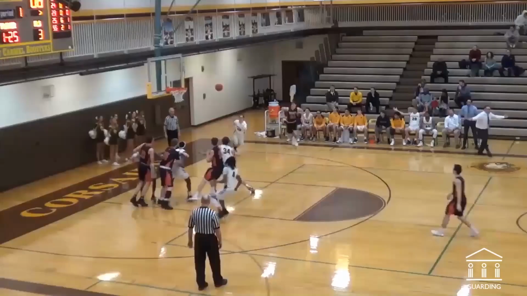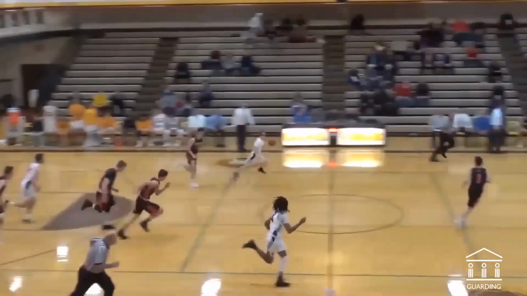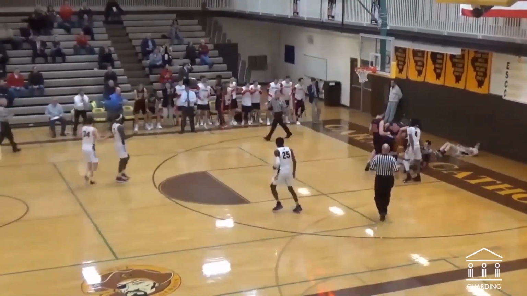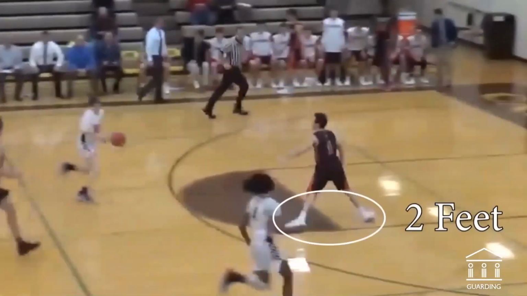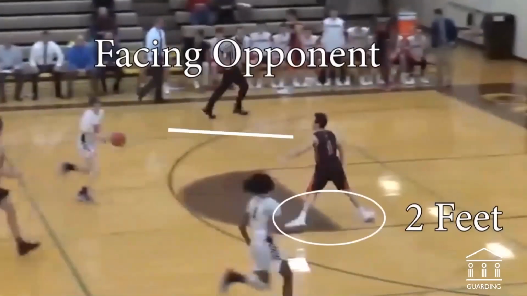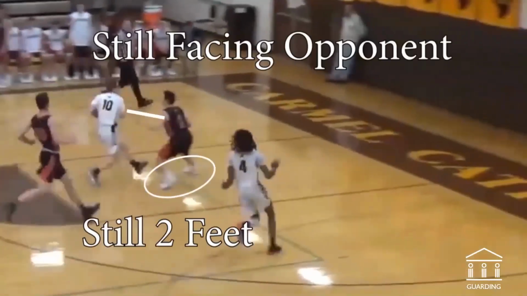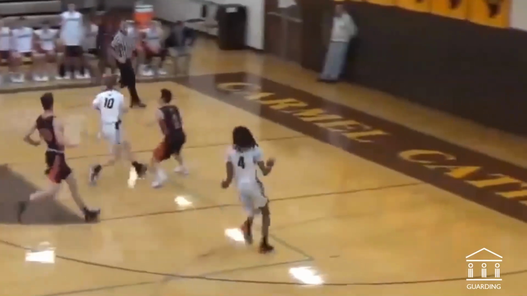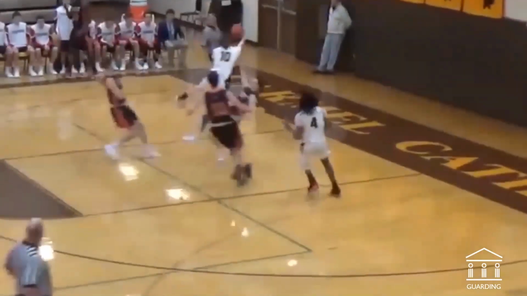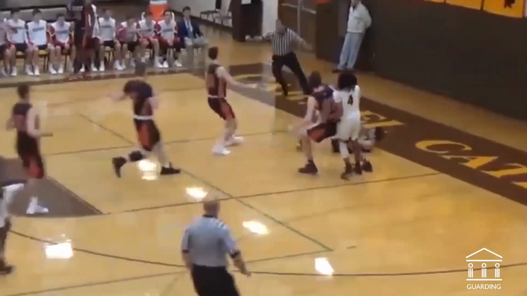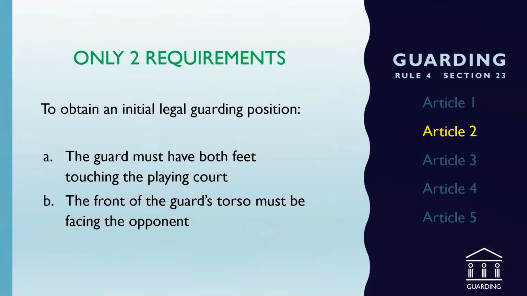So then the video shows us block or charge. Well, was he in a legal guarding position? He had 2 feet on the floor right here, and his torso is facing his opponent. He still has 2 feet on the floor, his torso facing his opponent. So even as he gets closer, that is a legal guarding position. That would, if we're going to rule, be an offensive foul, player control foul. All right, so that's how we establish.